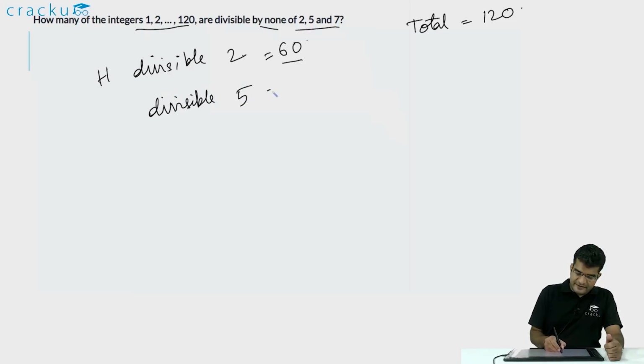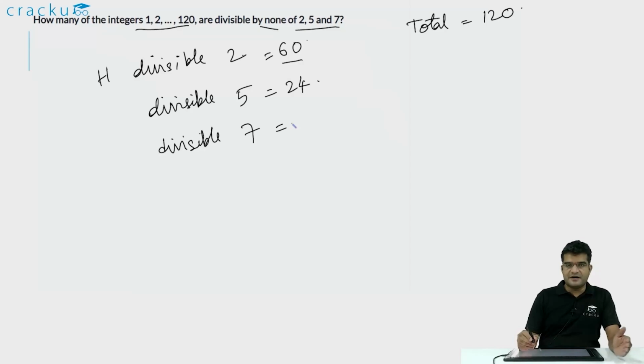by 5? The number of integers which are divisible by 5 is 120 divided by 5, which is equal to 24. And the number of integers amongst the given list which is divisible by 7 is the integral part of 120 divided by 7, which is equal to 17.